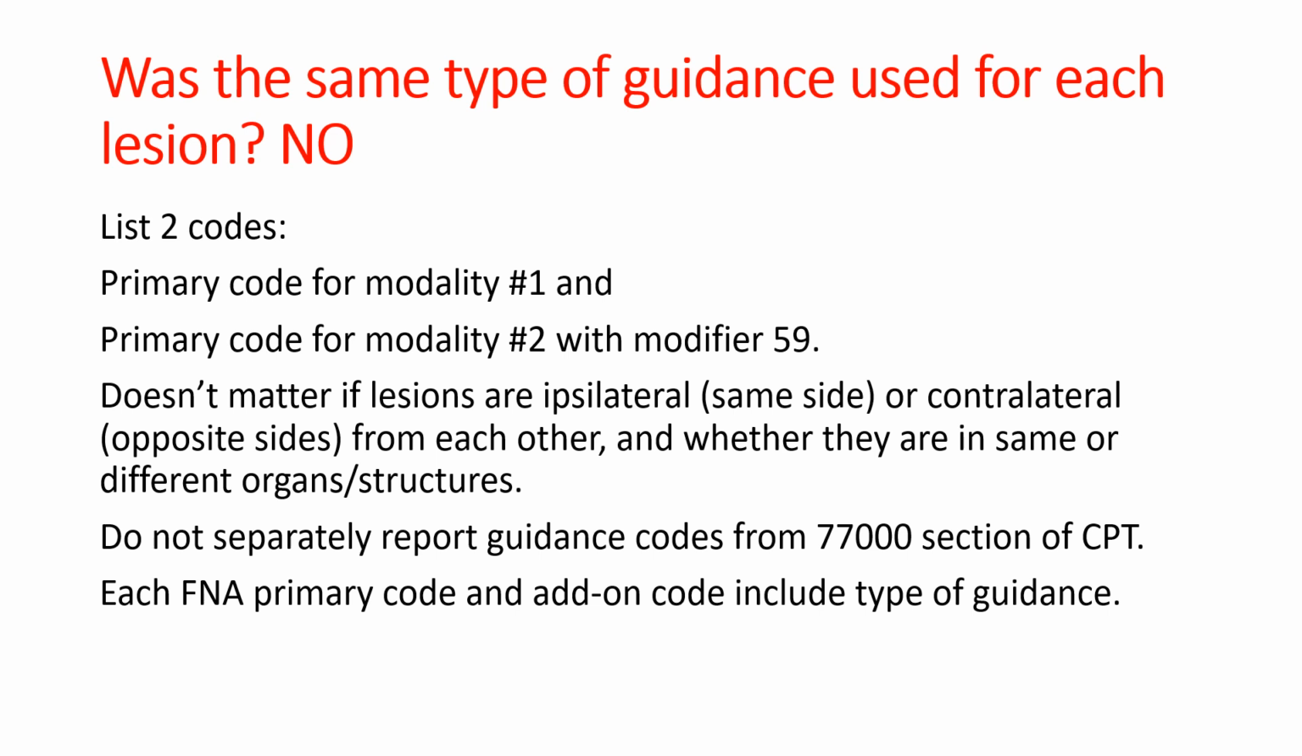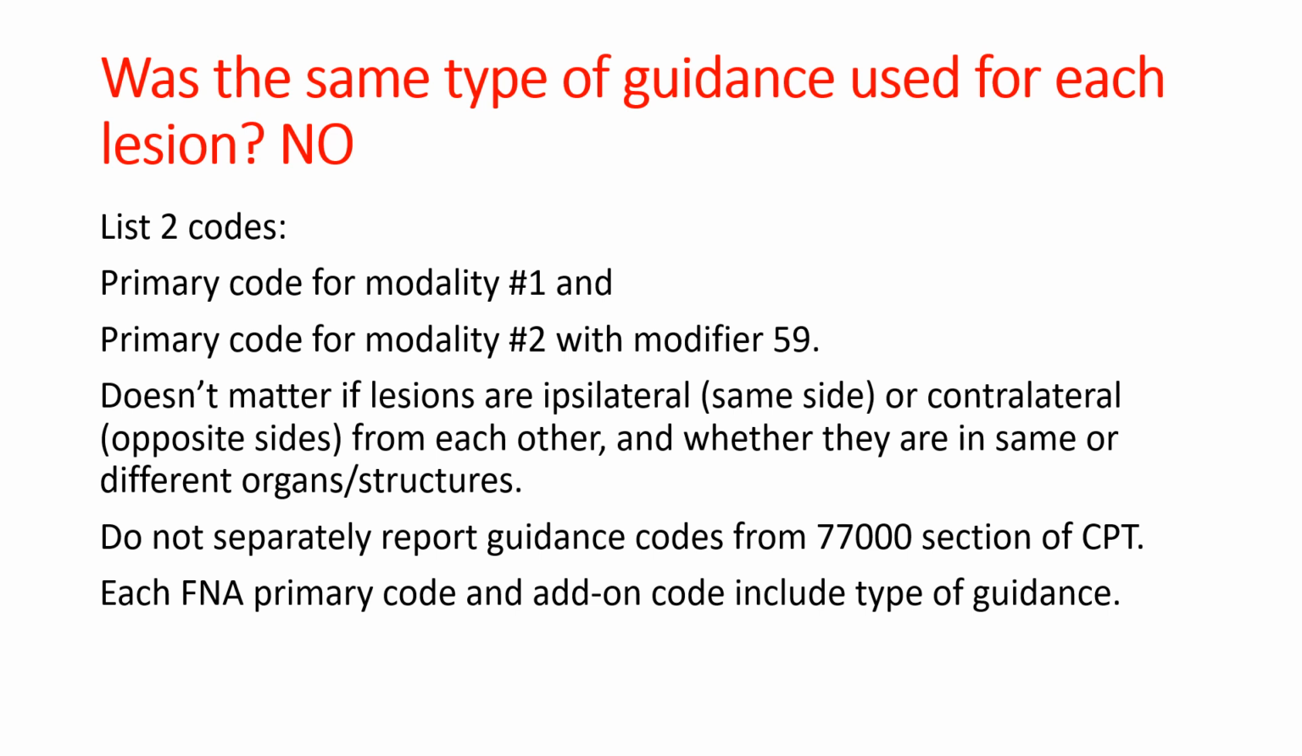So, was the same type of guidance used for each lesion? In the last example we saw that the imaging guidance used was the same, but what if the answer is no? If they use different imaging guidance for different lesions, what should we do? List two codes: the primary code for modality 1 and the primary code for modality 2 with modifier 59. It doesn't matter if lesions are ipsilateral, that is the same side, or contralateral, the opposite side from each other, and whether they are in the same or different organ structures.